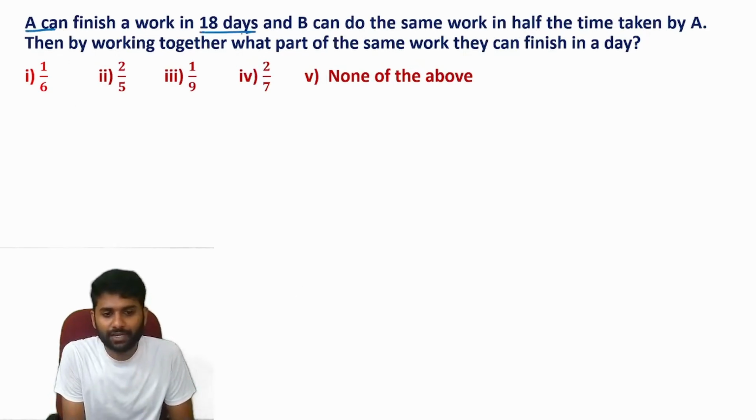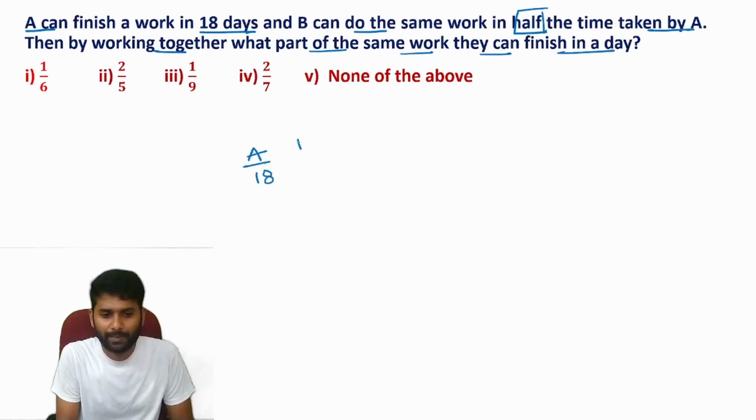A can finish the work in 18 days. B can do the same work in half the time taken by A. If both work together, what part of the same work can they finish in a day? Guys, A takes 18 days, B takes half of the time, 9 days.